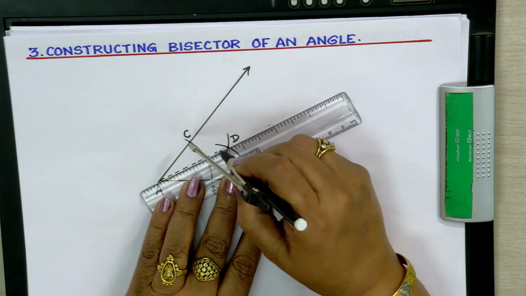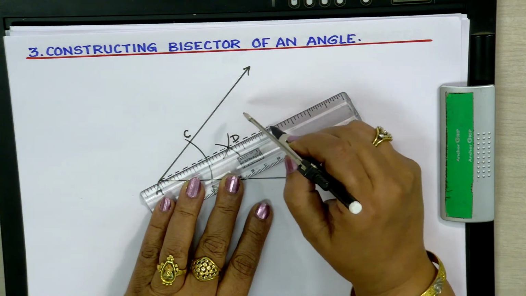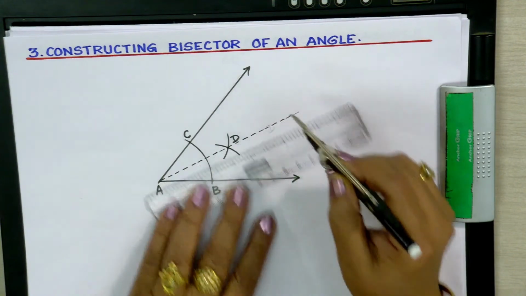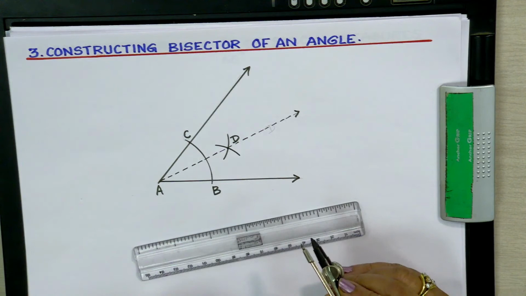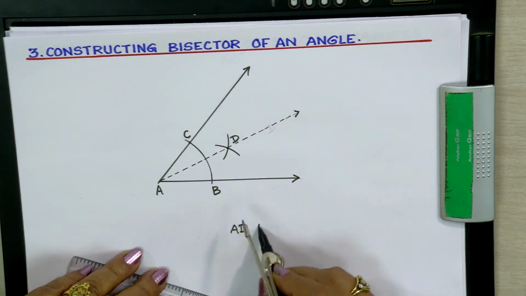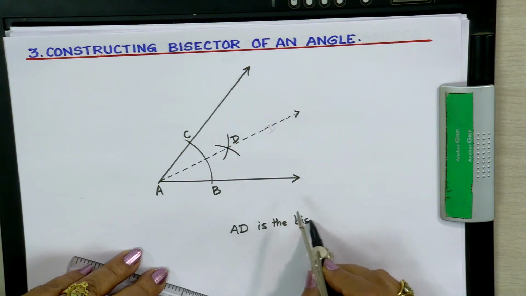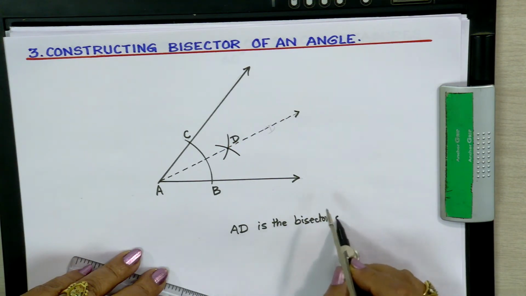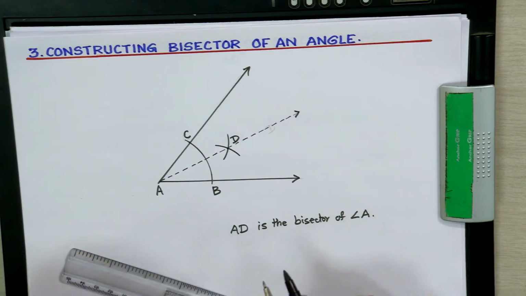In this way, with the help of ruler and compass, we are able to draw the bisector of an angle A, and the bisector of the angle A is AD here. So AD is the bisector of angle A. I hope it is clear.